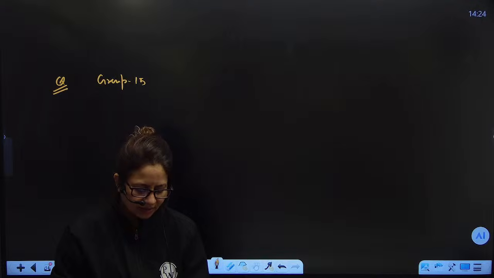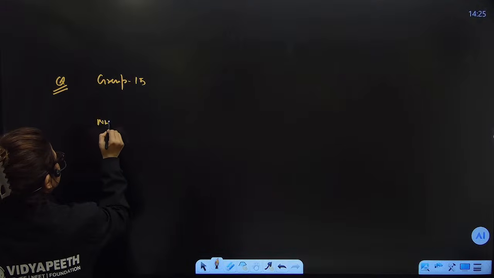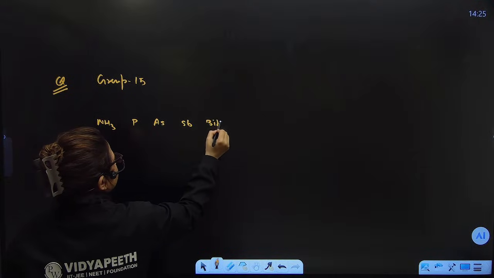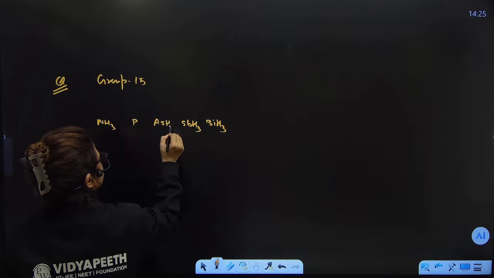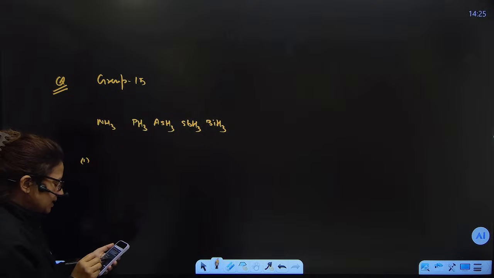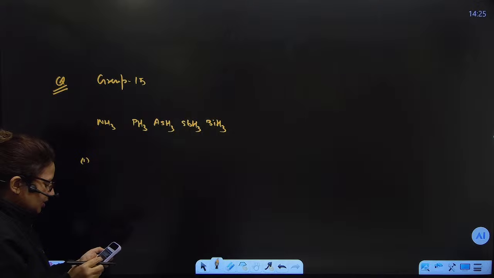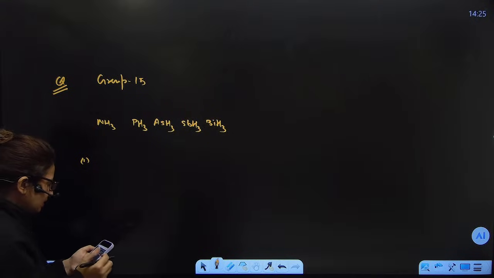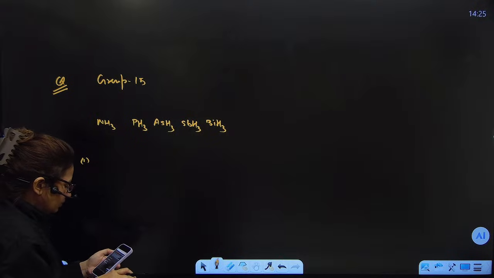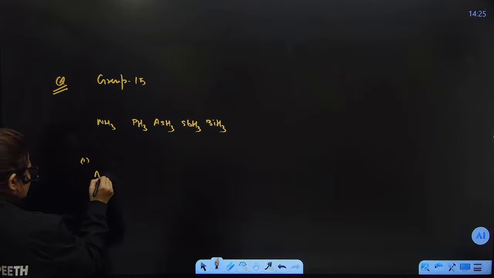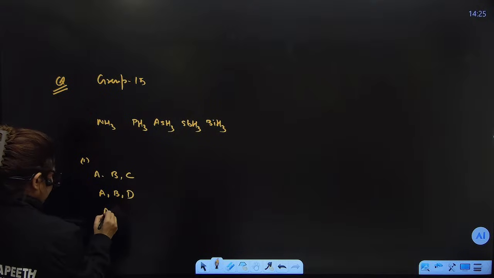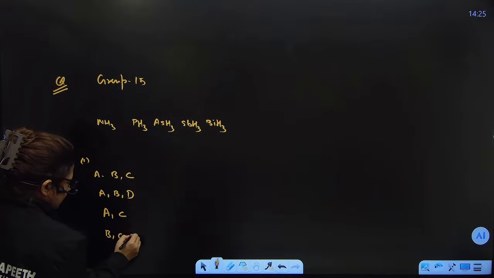So in the nitrogen family, we have NH3, nitrogen, phosphorus, arsenic, antimony, and bismuth, and their hydrides. So for the first option, they are saying the reducing power increasing down the group, basic nature increasing down the group, stability decreasing down the group, and the boiling point decreases regularly down the group. So options are given: A, B, and C; A, B, and D; A and C; and B, C, and D. These are the options.